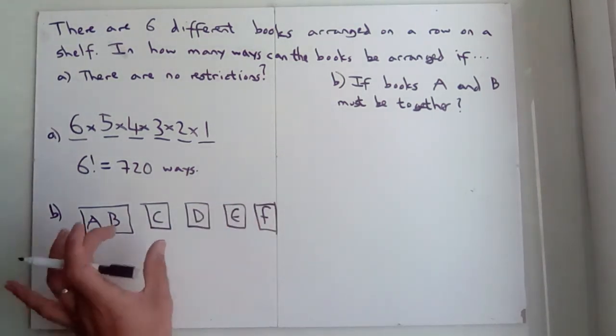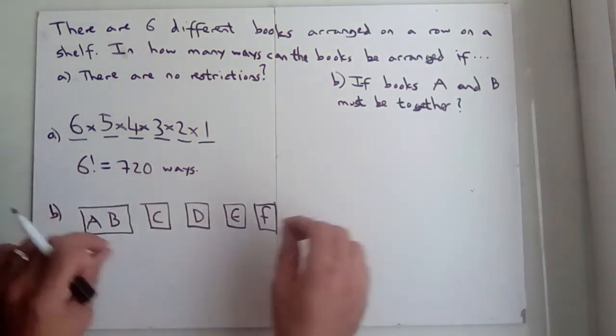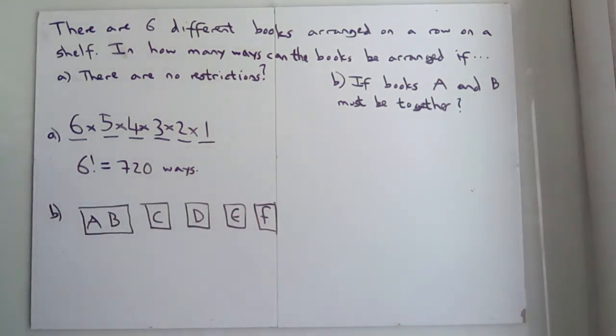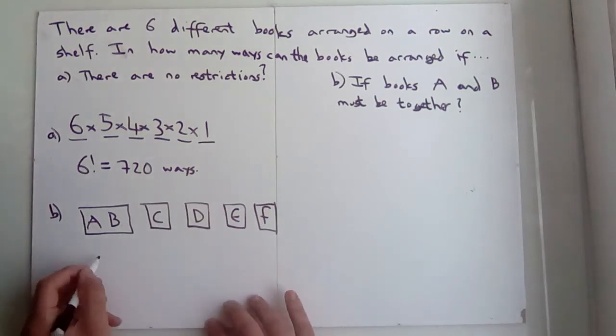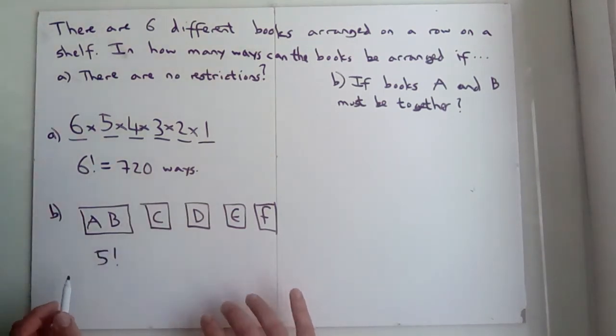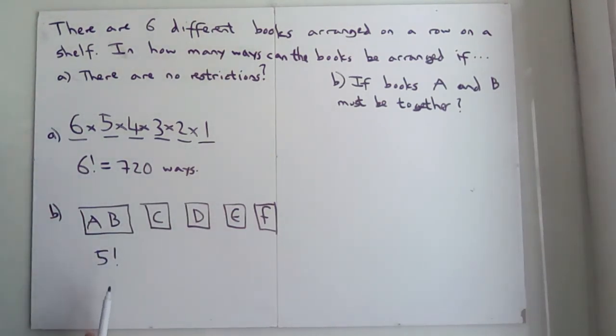Because these 2 must be together, you're then considering the distinct arrangements of what's now 5 objects. So the number of ways these 5 objects can be arranged, as in moving the 5 blocks around, is 5 factorial. That's just the number of ways you can arrange the 5 blocks.